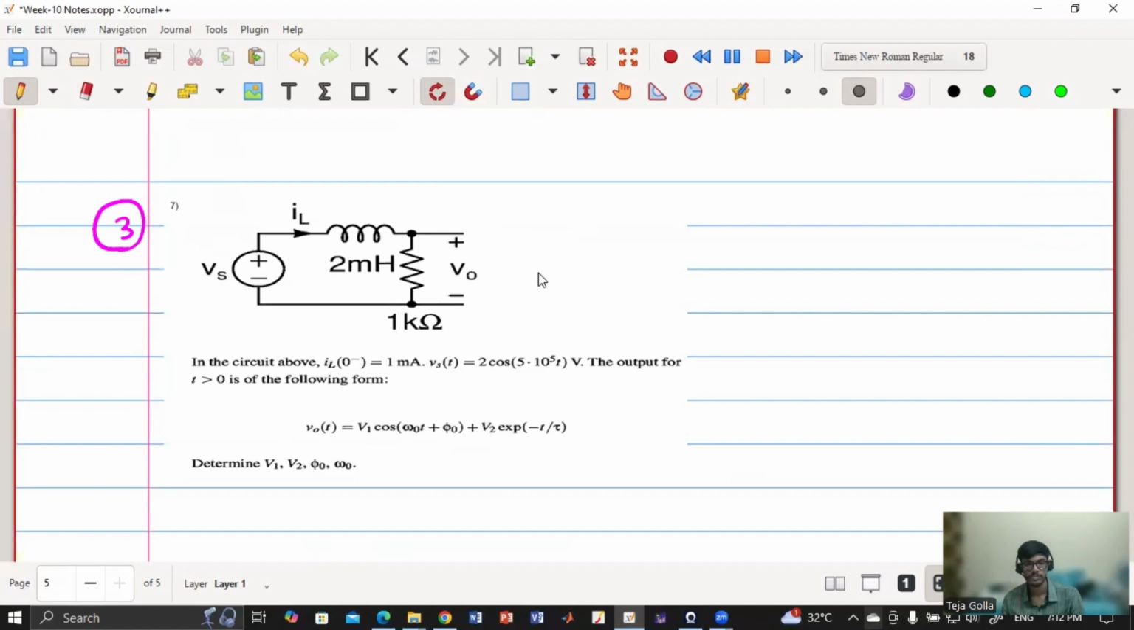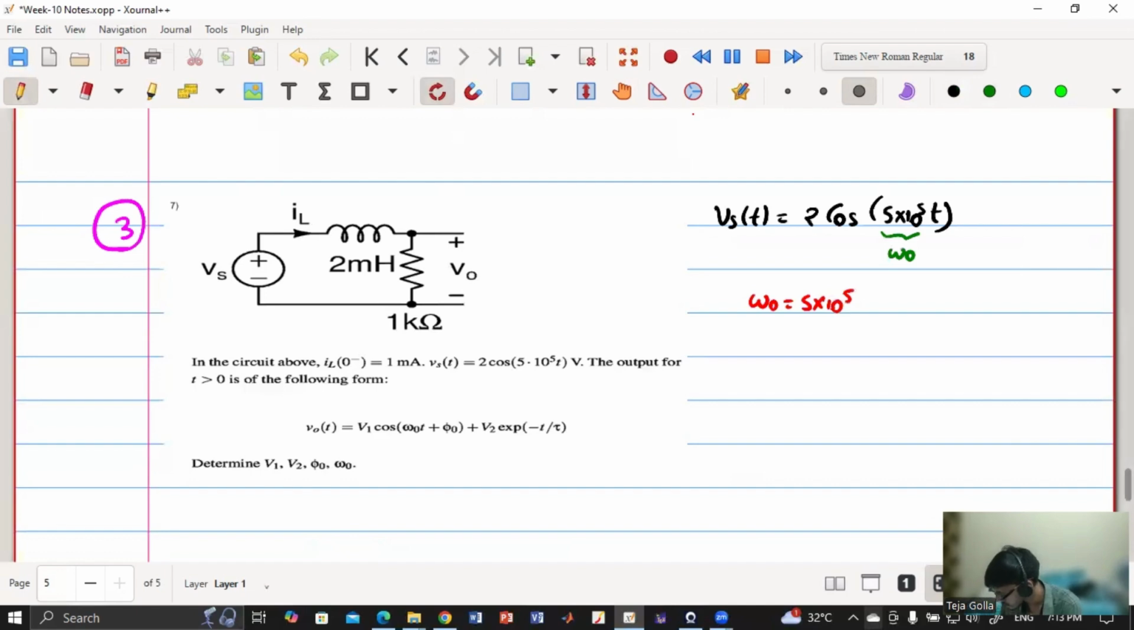Hello. Let me know if it is clear or if you have any doubts. So no queries. Yeah. Clear. Okay. Now if you see Vs of t is equal to 2 into cos 5 times 10 to the power 5 t. So it is omega naught. So omega naught is equal to 5 into 10 to the power 5.